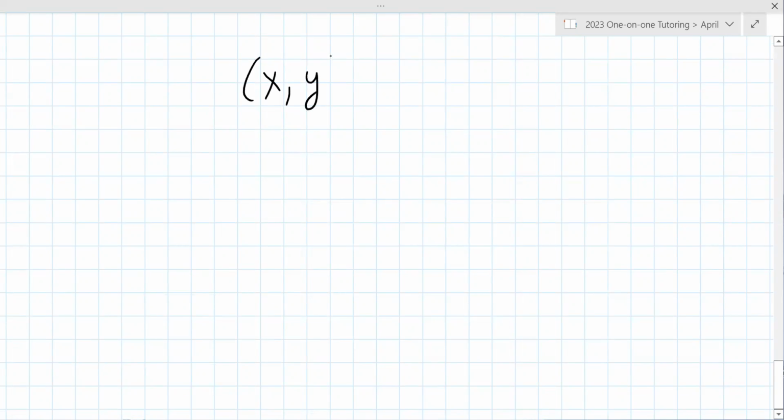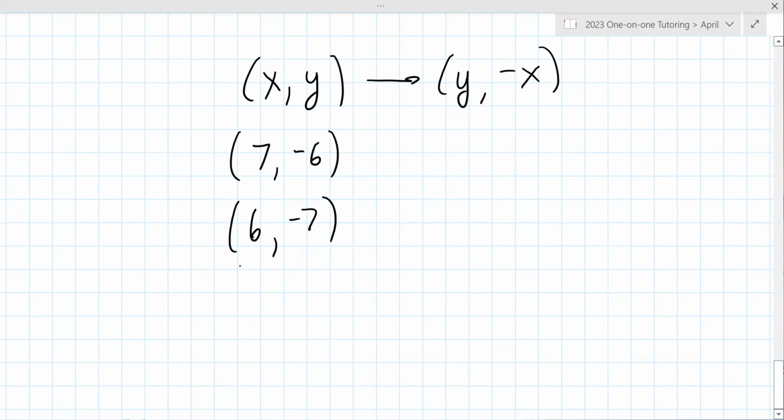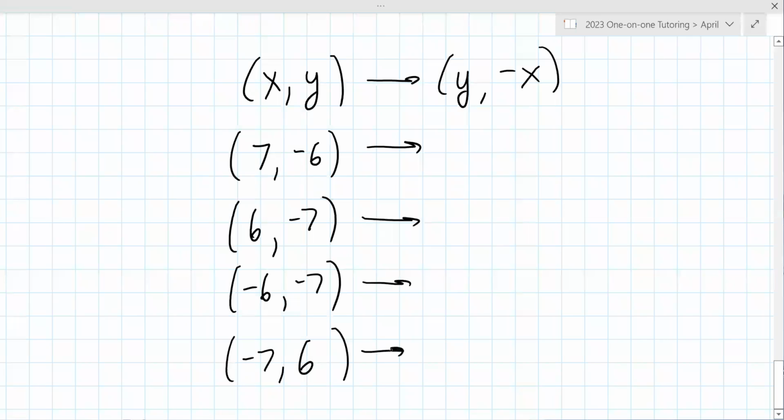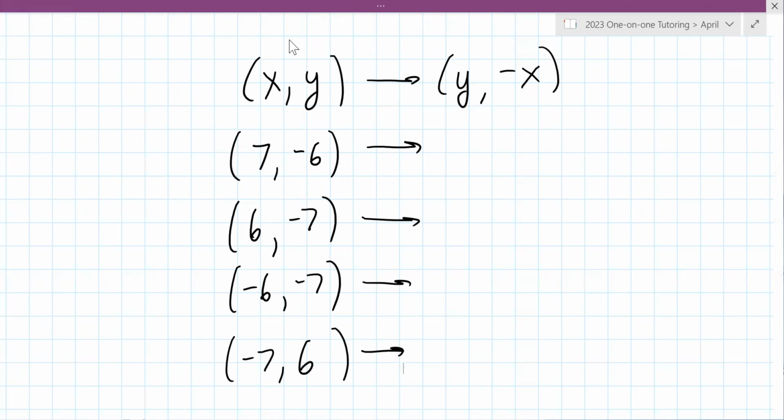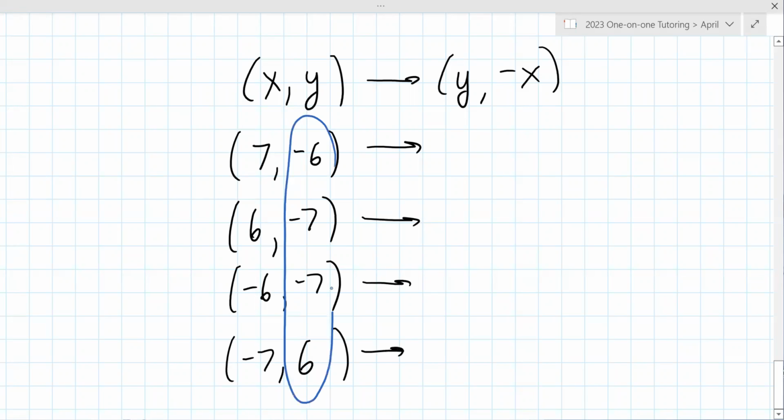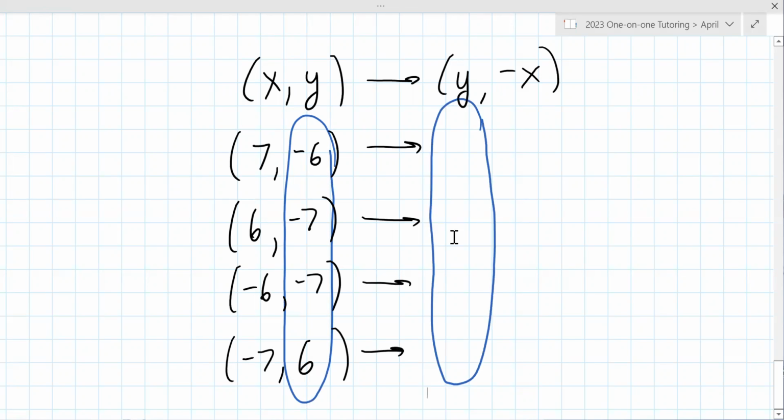x comma y becomes y comma minus x. Let's see, 7, -6, 6, -7, -6, -7, -7, 6. Okay. So what I want you to do is focus just on the y, just on this right here. And that's what's going to go in this position. And I want you to work vertically. So you're going to work down the list. Do you see that? Yeah. So tell me what goes in the blue on the right here.